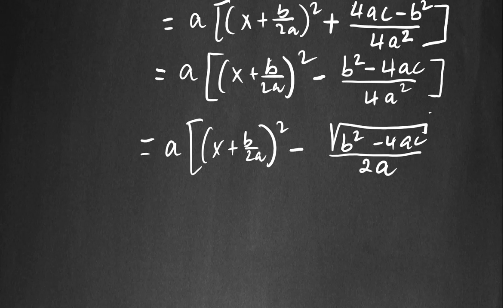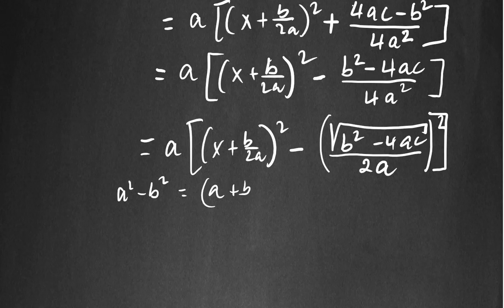Okay, and this is the square. So if you take the square root of this one and then square it, now we have a form here called a squared minus b squared. We know that is equal to a plus b times a minus b. This time a is all that and b is all that.